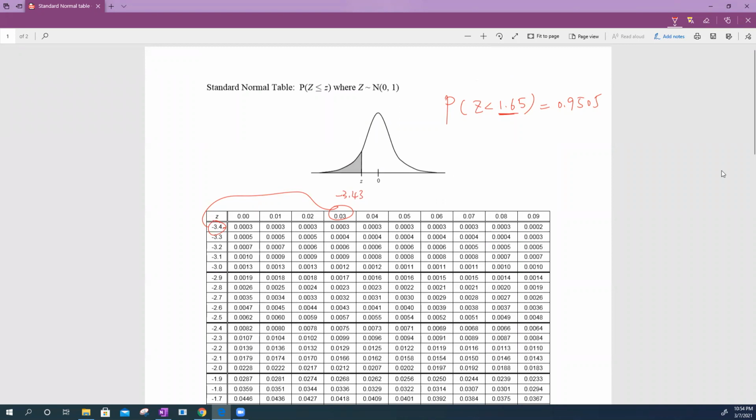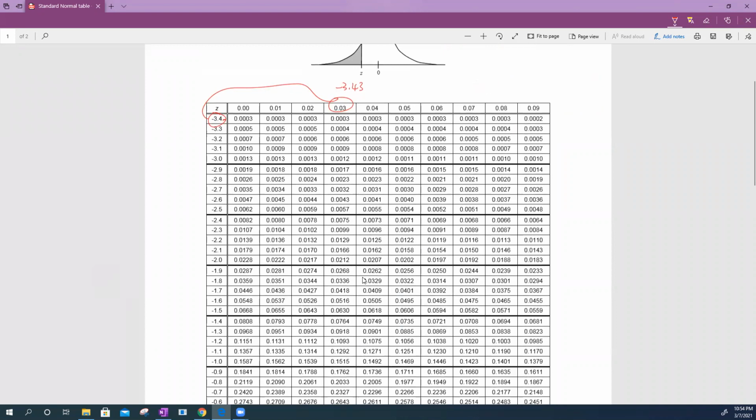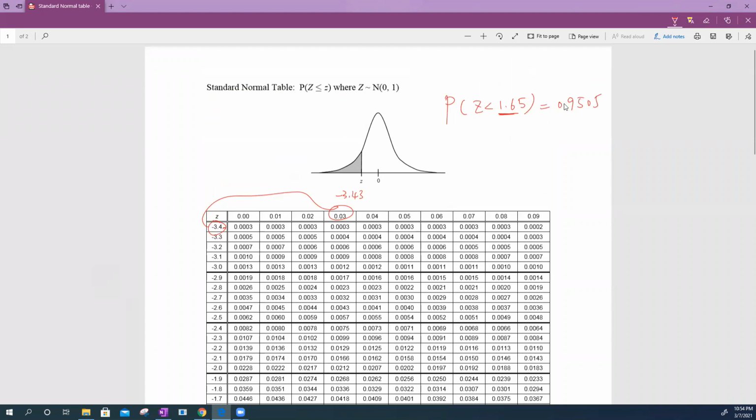And of course, we can also read the table backwards, right? Given 0.9505, what is the corresponding z-value? So then the question is going to be: probability of z smaller than what number? So we use a rectangle here to represent the value that we don't know yet. Probability of z smaller than what equals 0.9505.